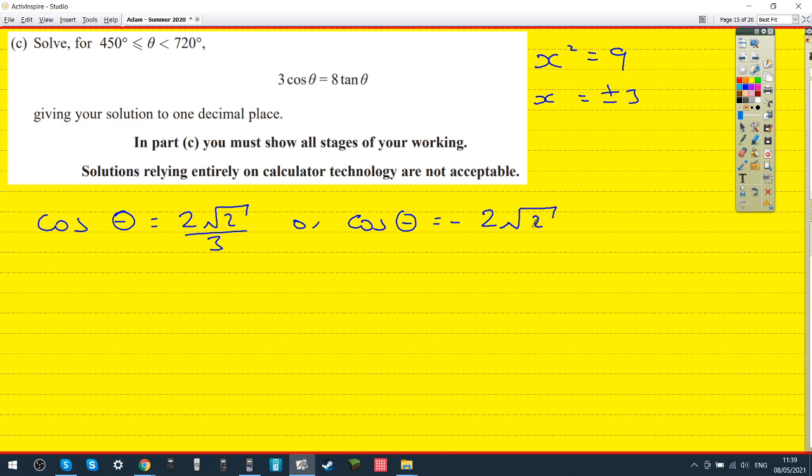If you wanted theta, you need to inverse cos on both sides. Well done. Which is, for the positive, 19.47. Oh, 19.5. Yeah. And for the negative, it won't work. It would just be negative. Well, negative 19.5? Yeah. Sounds like it does work. Okay. However, we want the answers of theta that are between 450 and 720.